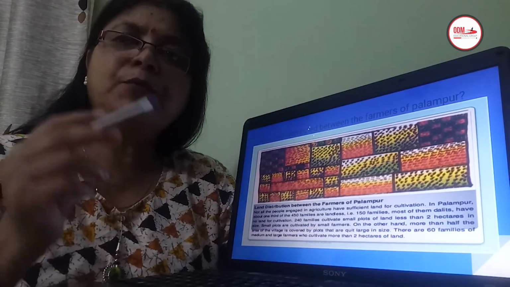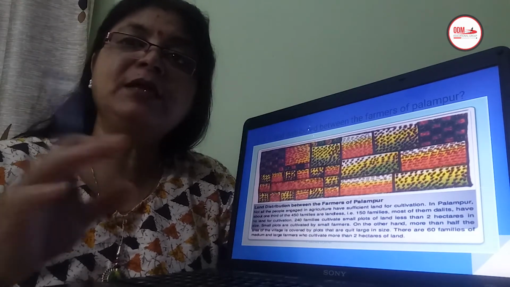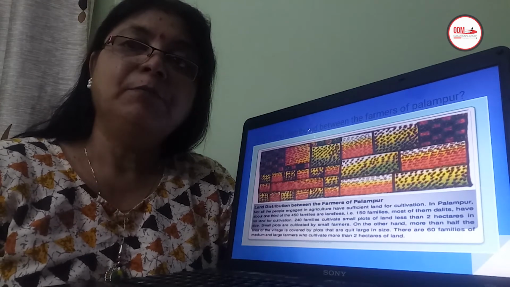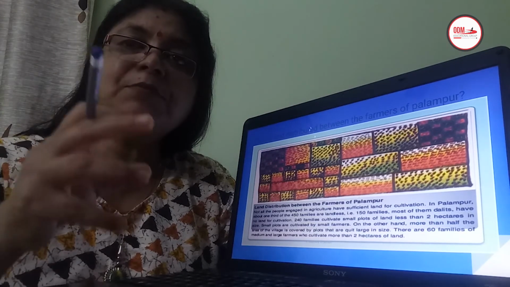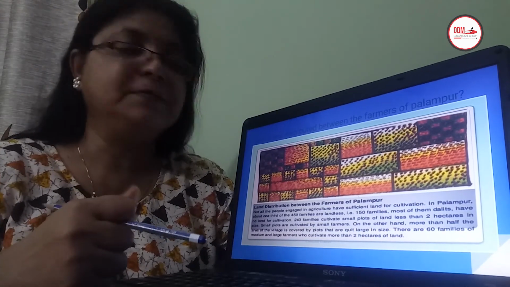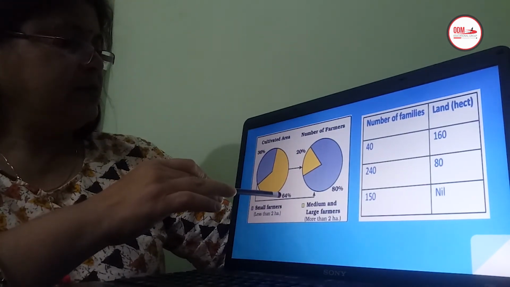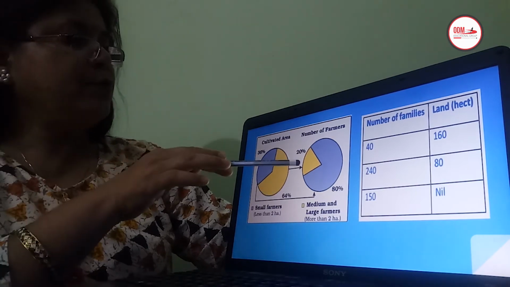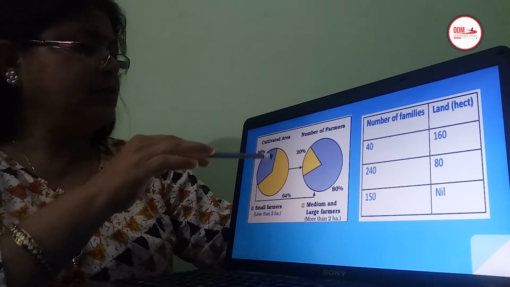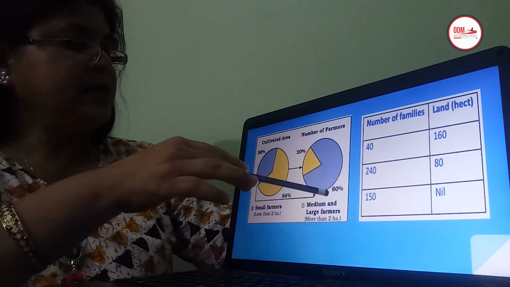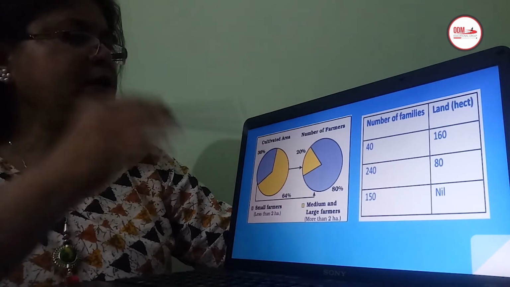The poorest people, 240 families, have a small piece of land, and 150 families do not have any land in their hands. But 80 upper caste families and big farmers have the maximum cultivated land in their hands. You can see here, 64% are small farmers using 24% of the land, whereas 36% are big farmers using 80% of the cultivated land. This is the scenario of every Indian village.